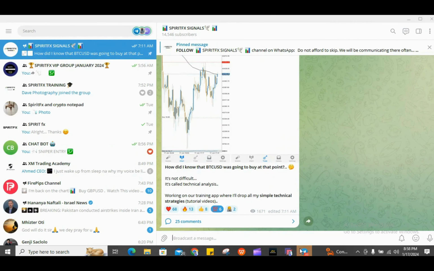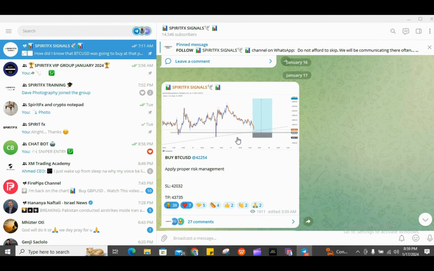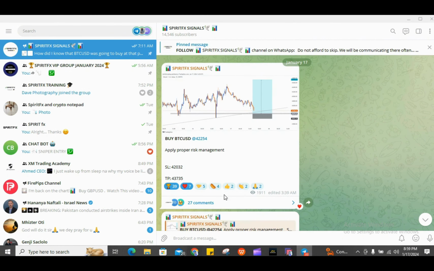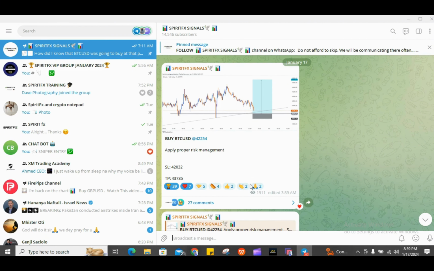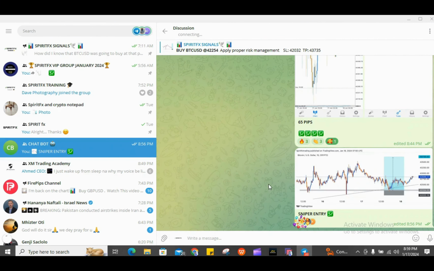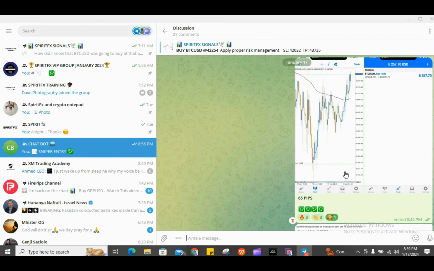So this is my Telegram group. Now this is the signal. Look at it. As you can see, can you see where price was at the time? I said buy BTC at 42254. All right. Now, as you can see, this signal was sent, and let's check the comment section. Look, sniper entry. I was sending results in the comment section to show them how far the signal has gone.